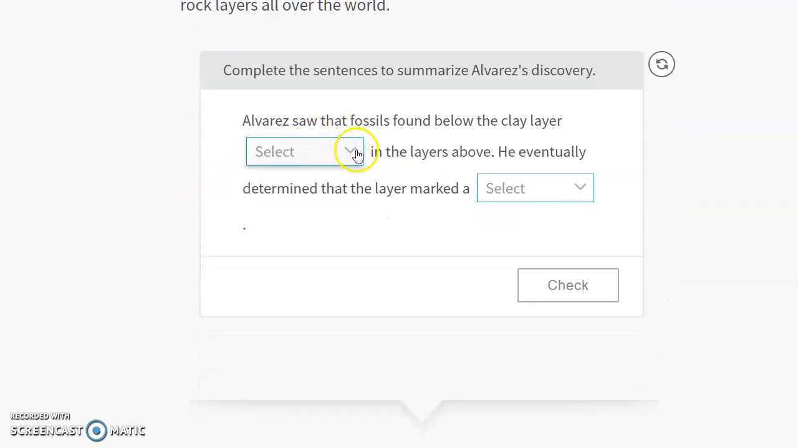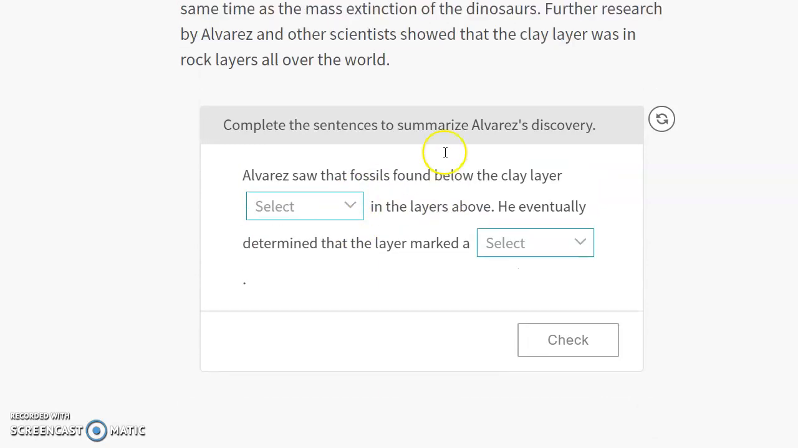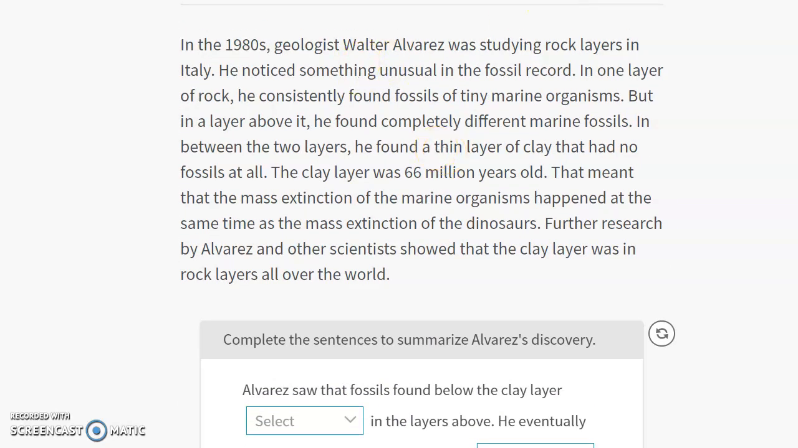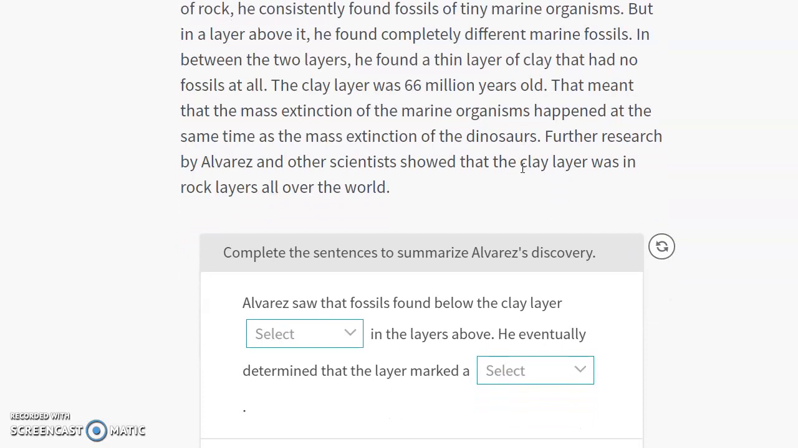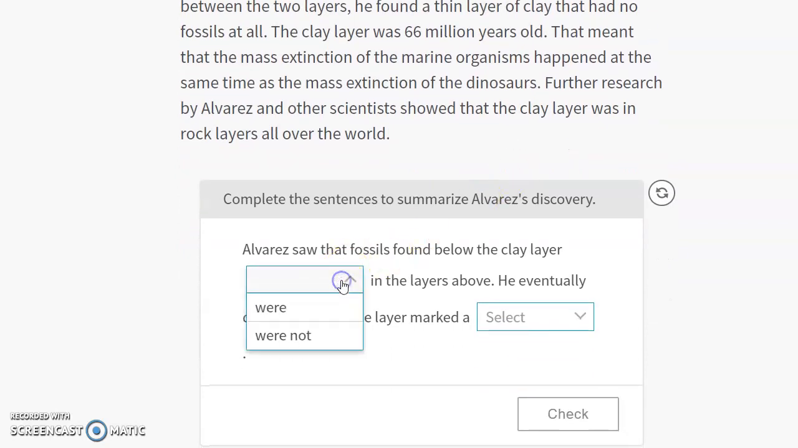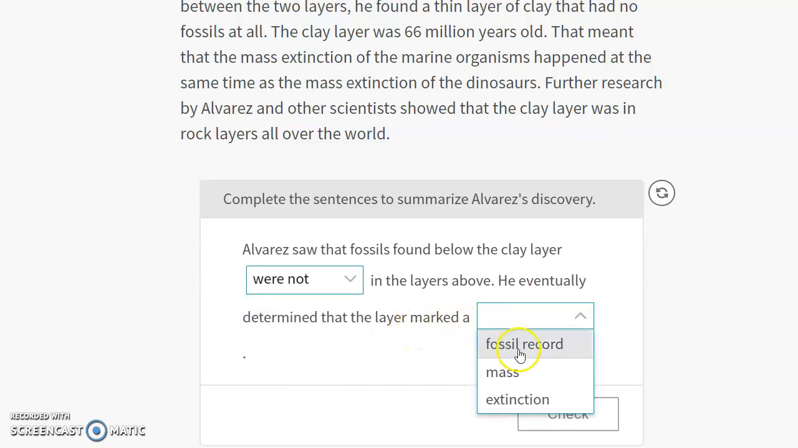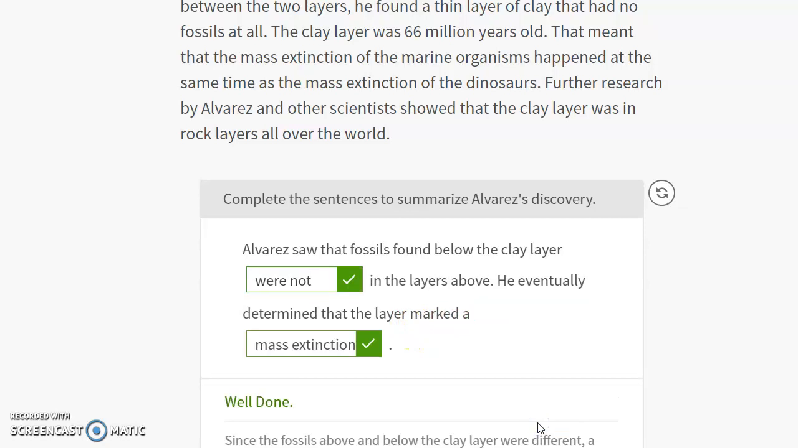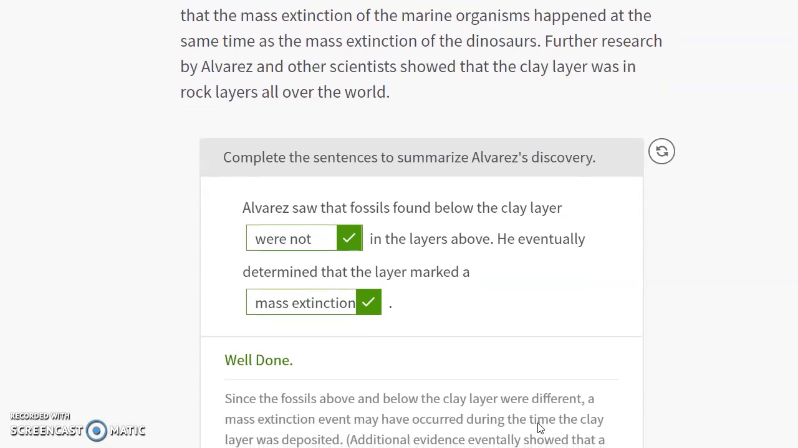All right, Alvarez saw that the fossils below the clay layer, were they or were they not in the layers above? So let's see. He constantly found tiny marine organisms, but in the layer above, there was something completely different. In between the layers, he found a thin layer of clay that had nothing. Okay, so he found a clay layer that was not in the layers above, and eventually determined that the layer marked a mass extinction because there were no organisms in it, right?